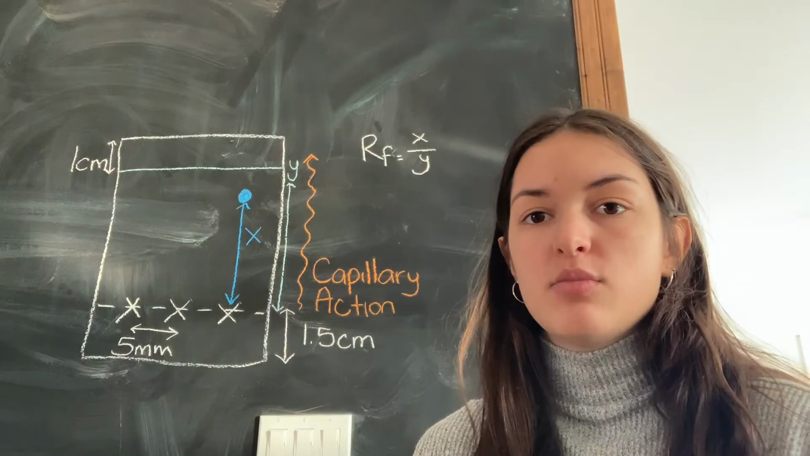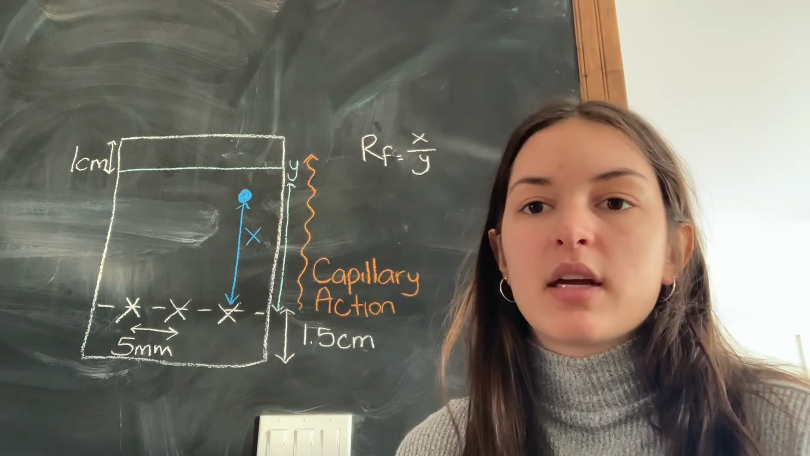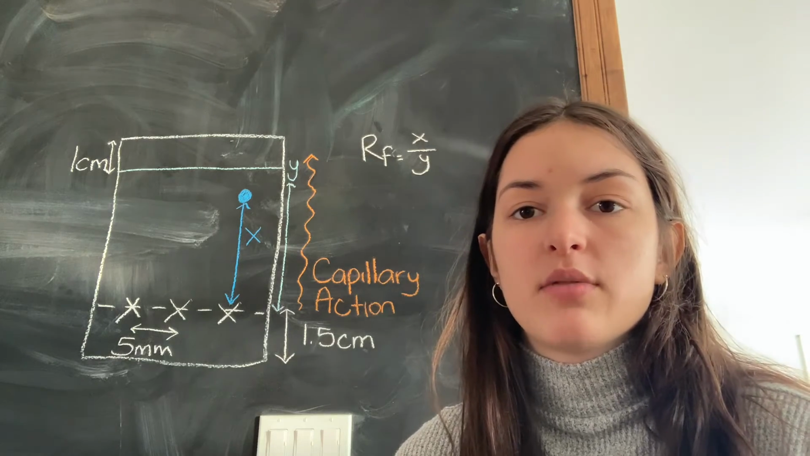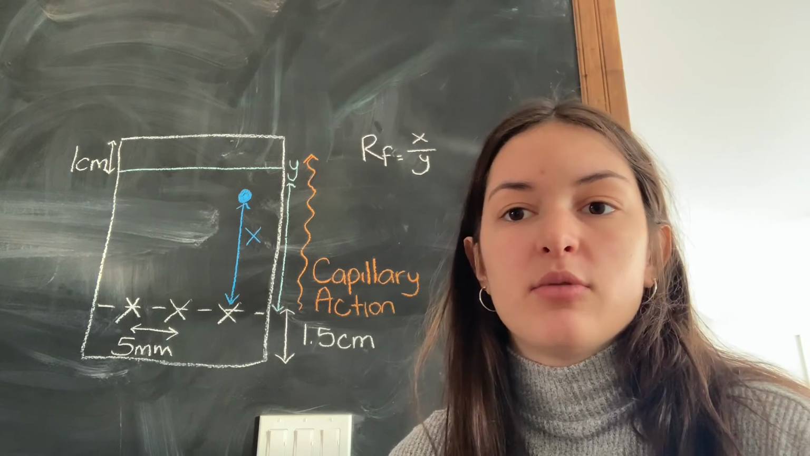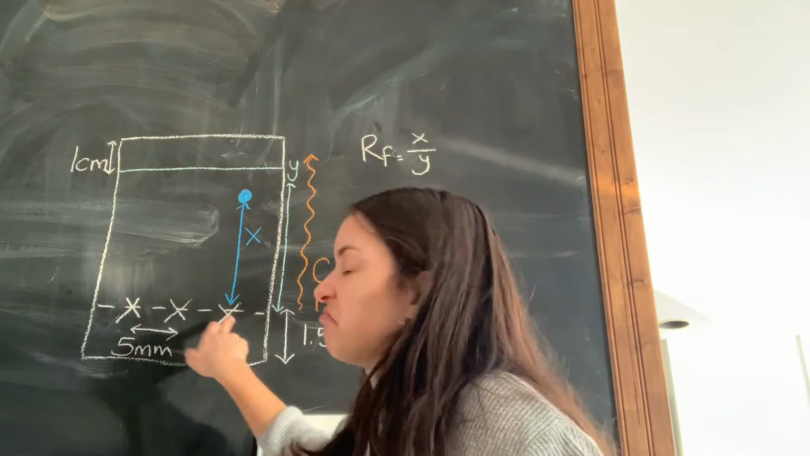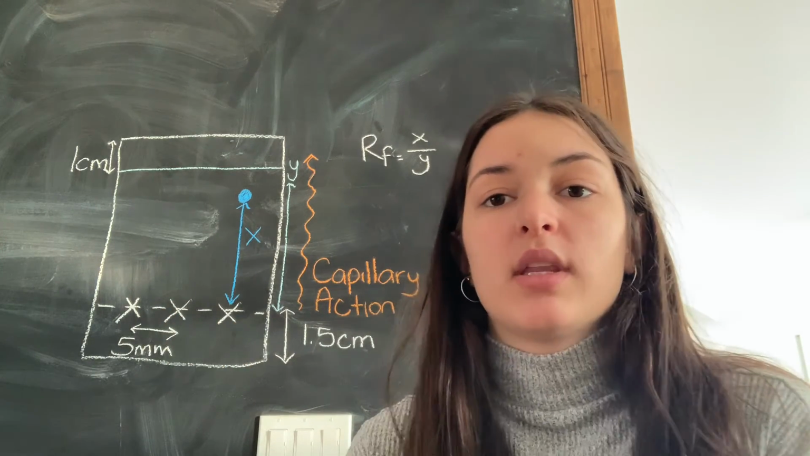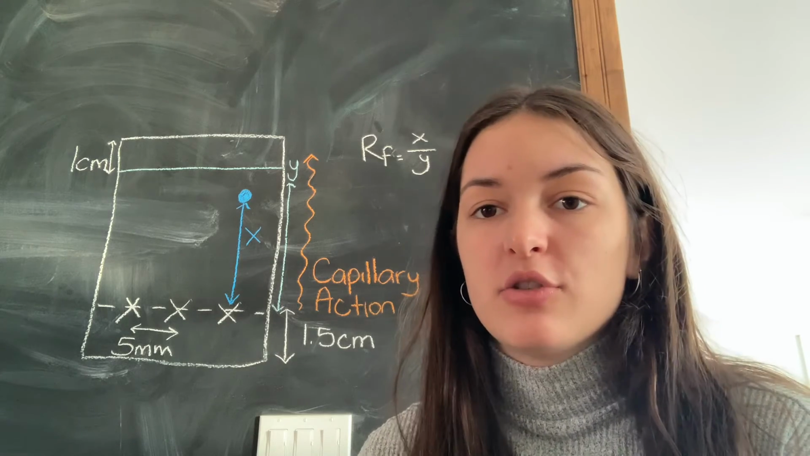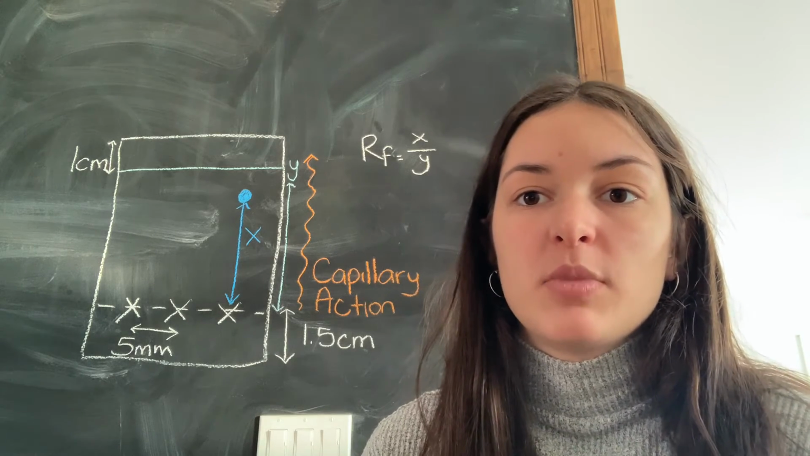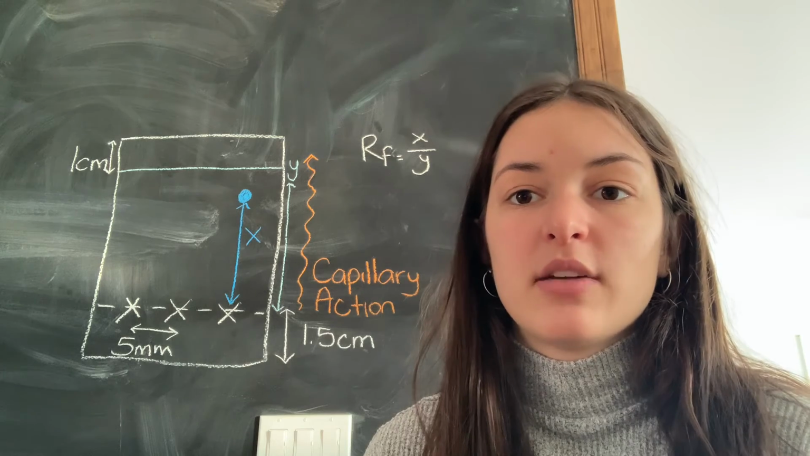TLC can be used to monitor the progress of a reaction. It can also be used to assess the purity of a compound. In the left lane and the right lane, there should only be one spot, and in the middle there should be two in the close spot. If there's any more than that, then that suggests there's contamination of your product. It can also be used for identification by the retention factor.